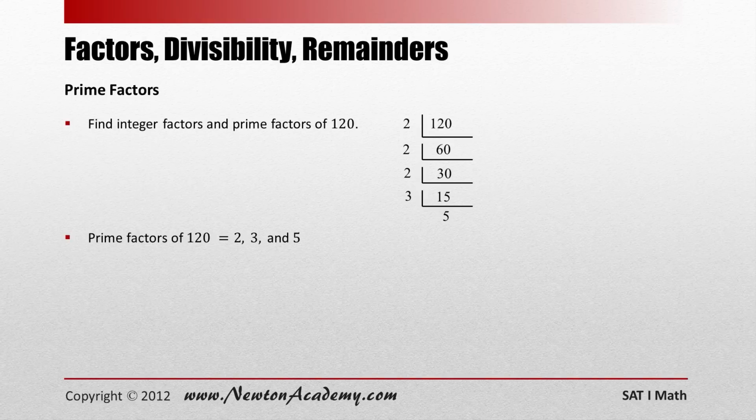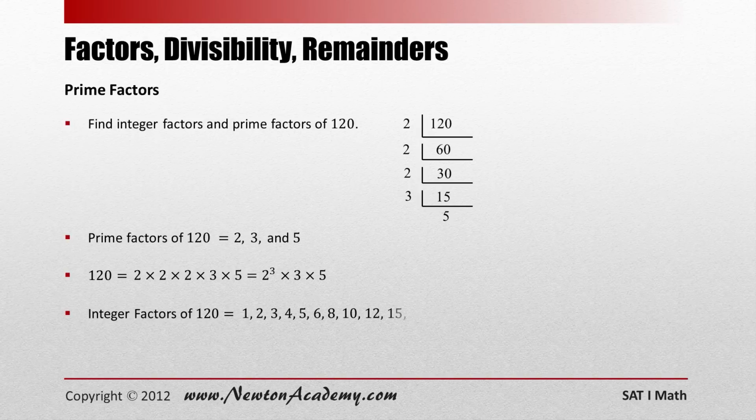Now, by looking at the short division we just did, 120 can be expressed as 2 times 2 times 2 times 3 times 5. Now, factors of 120 are all possible combinations of three 2s and one 3 and one 5 here. And I'm going to pause this video again. Please list all the factors of 120. Good luck. Here they are. If you missed one or more, make sure you understand why you missed.